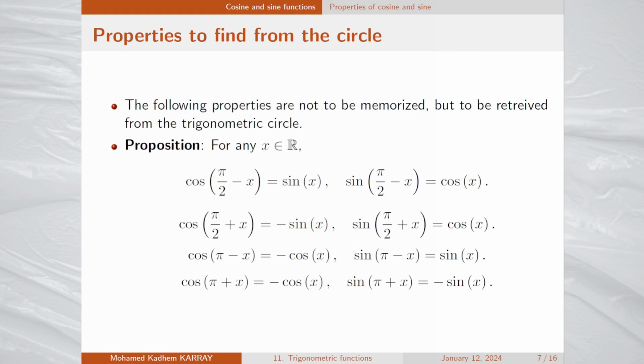I will state now many properties which do not have to be memorized. They can be retrieved easily from the trigonometric circle. For example, cosine of pi over 2 minus x equals sine of x. And sine of pi over 2 minus x equals cosine of x. Moreover, cosine of pi over 2 plus x equals minus sine of x, etc. You can read all these properties, and now I will show you how to retrieve them from the circle.